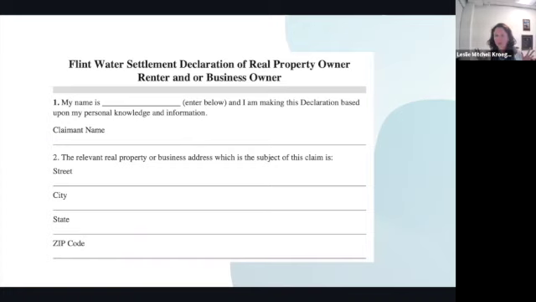Now remember, if you lived at 3 different places and you leased 3 different places, or you paid water bills at 3 different places, you're going to want to fill out a declaration of real property for each one of those locations, because you have a claim for each one of those. So the first property, the relevant property or business address is, put it there. Next page, Beth.